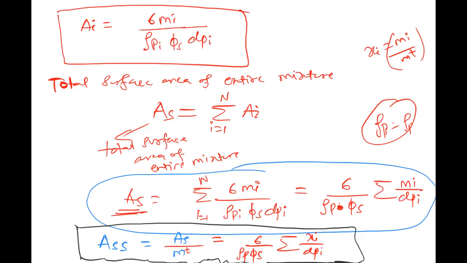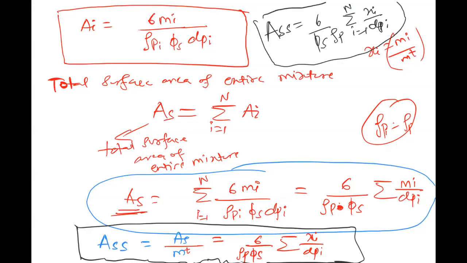So your standard equation is A_ss, which means specific surface area, equal to 6 by phi_s rho_p summation i equal to 1 to n of x_i by d_pi. I hope this is clear to all of you.